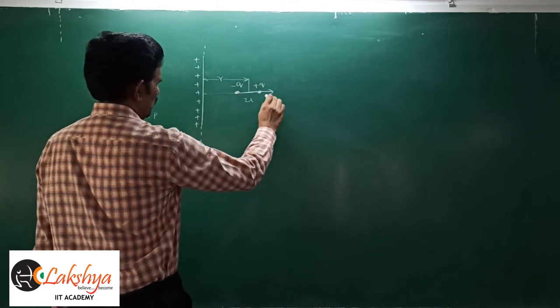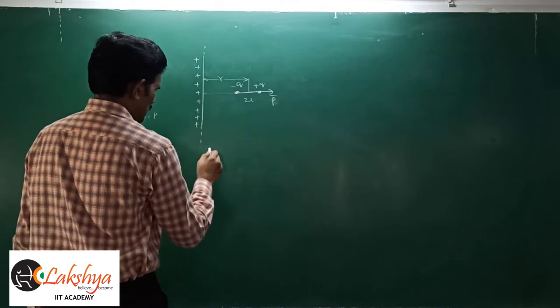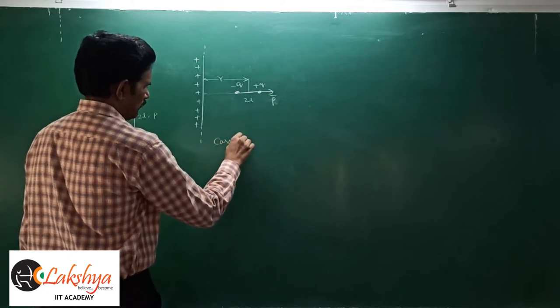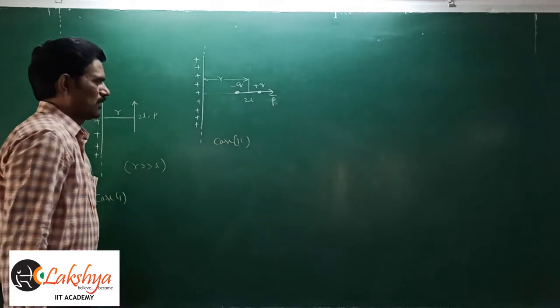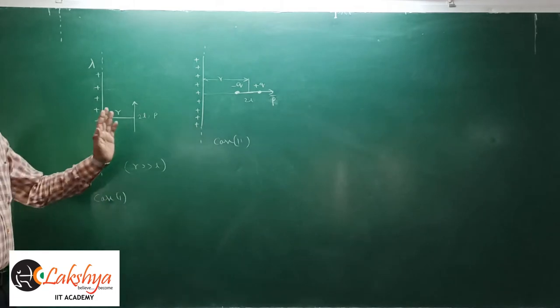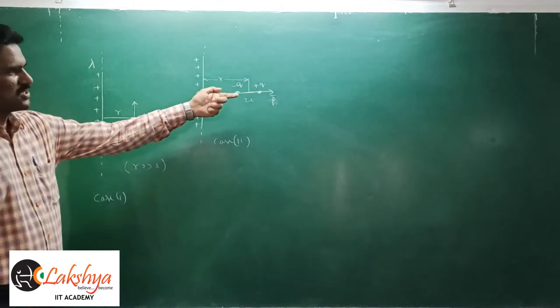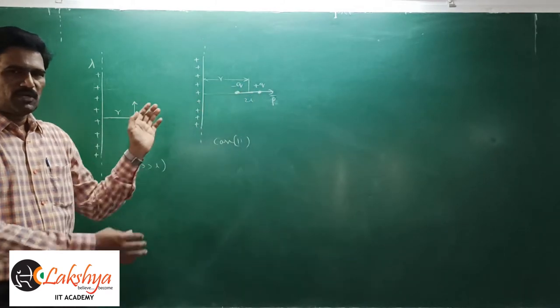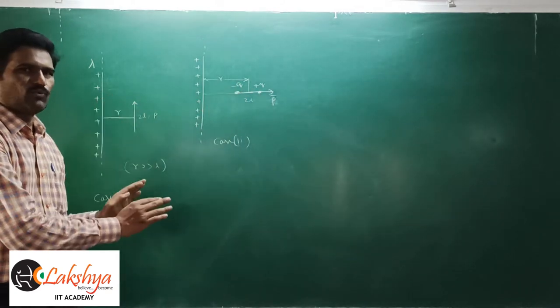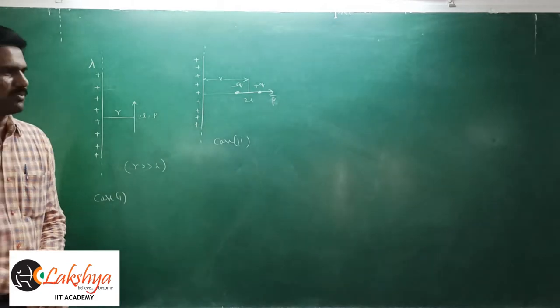This is the dipole moment direction here. This is our case. Case one is like this: the dipole is placed parallel to this infinite line, and case two is where it is placed like this, perpendicular. But in both cases, the dipole and the line of charge are lying in the same plane.